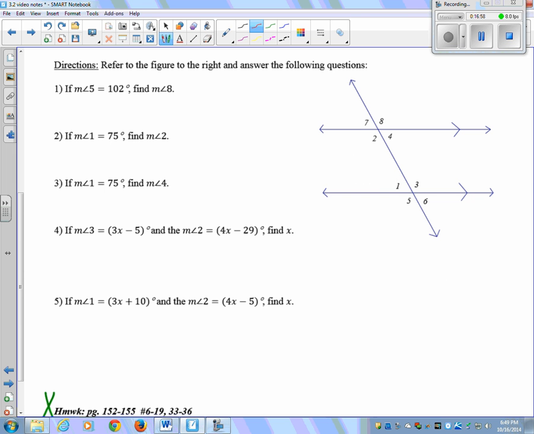Notice that whenever you have parallel lines cut by a transversal, you've created 8 angles here. It's only 2 measures, because all 4 of those are the same. And all 4 of those are the same. So you really just have 2 measurements in this set of 8 angles.